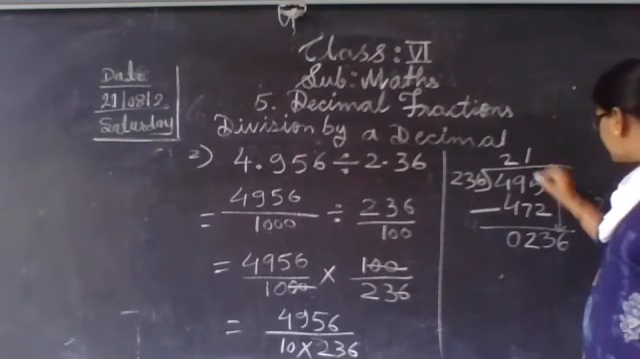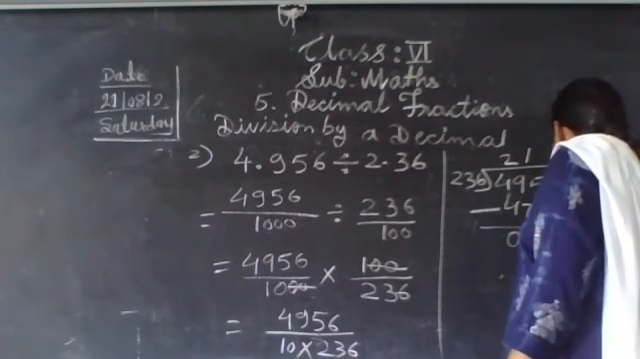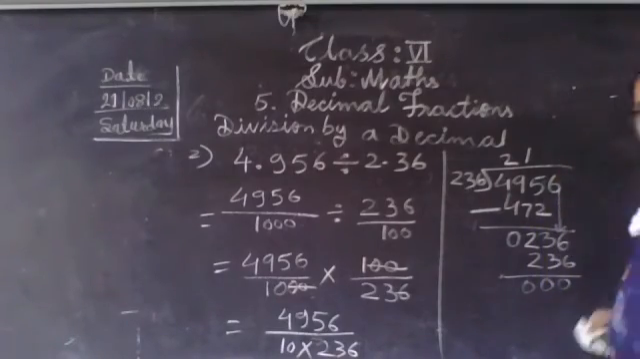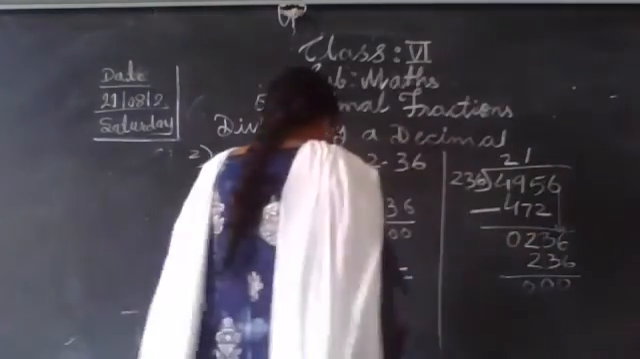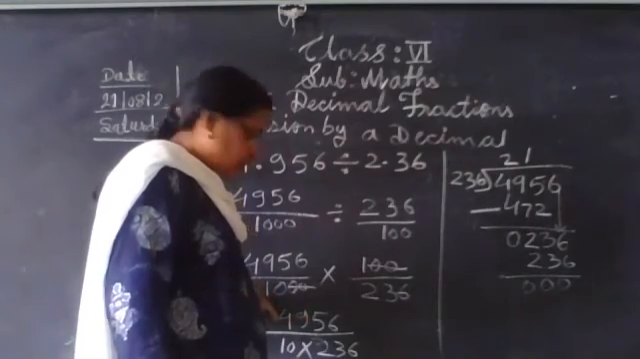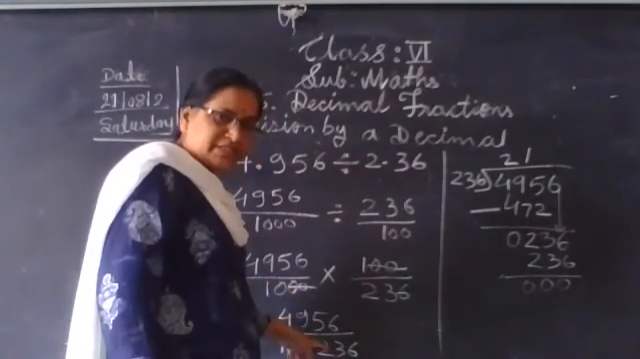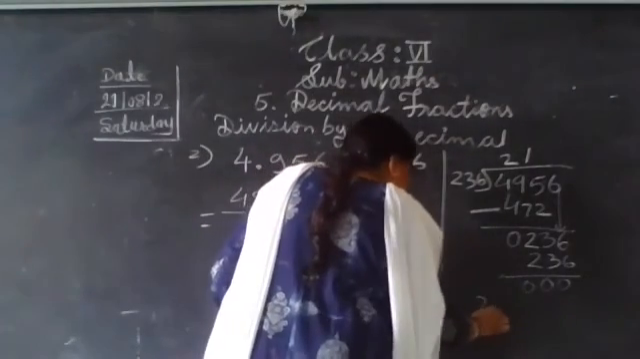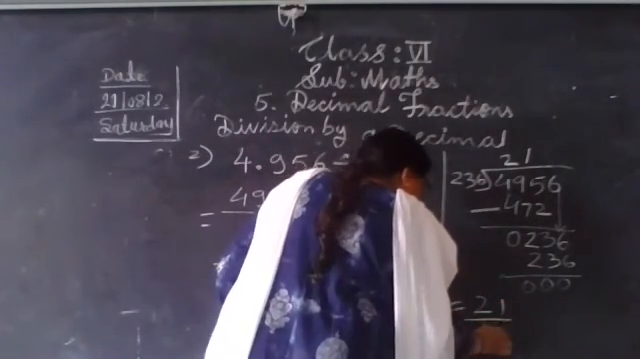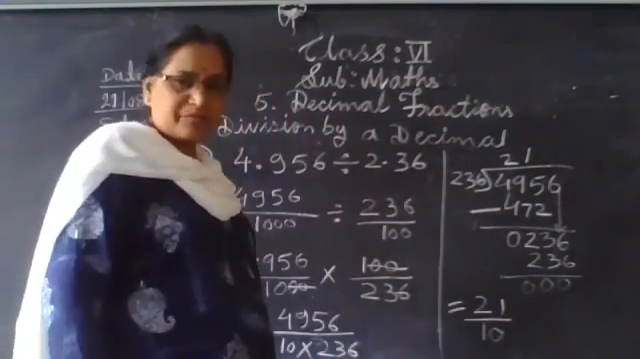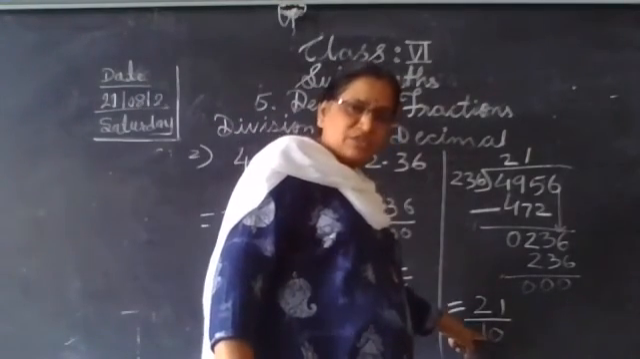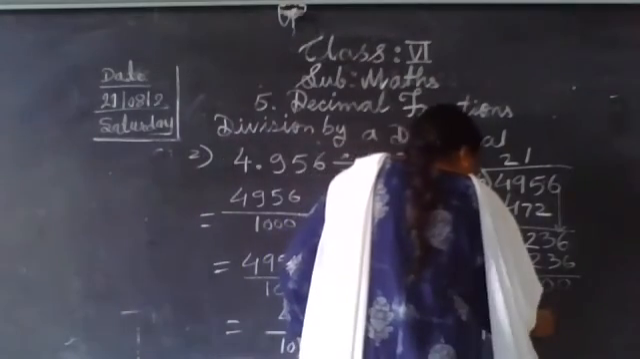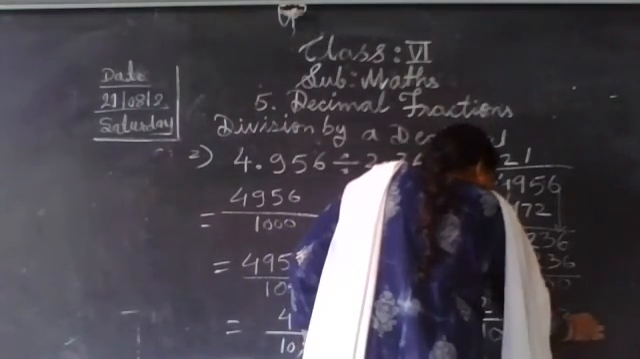So it is 236. See, the divisor is 236 and the remainder is also 236. So 236 ones are 236. Okay. So what is the quotient here, beta? It is the quotient of 4956 divided by 236. Still we have 10 remaining in the denominator. So it is 21 upon 10. So the denominator has 1 0. So we will place the decimal point after one place. So the answer is 2 point.